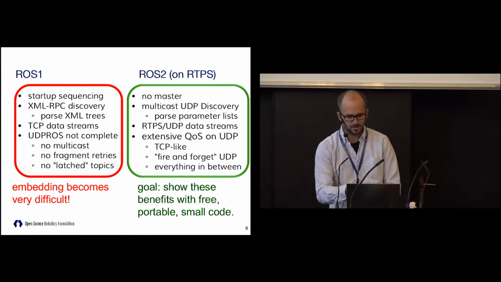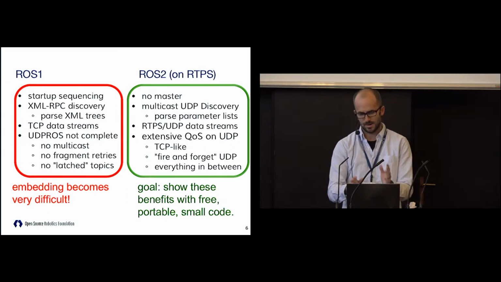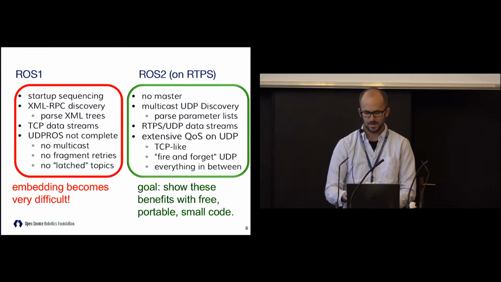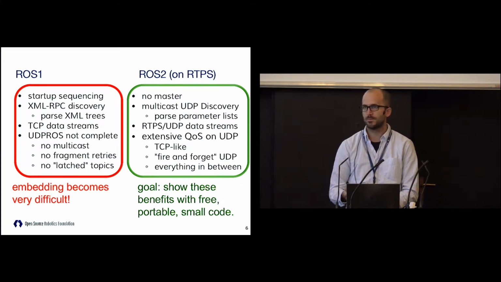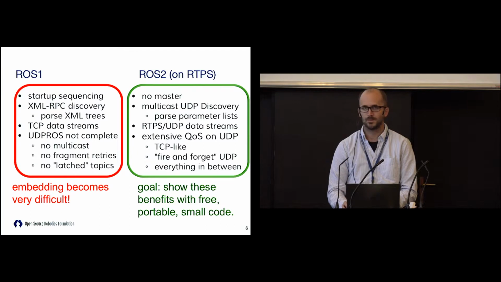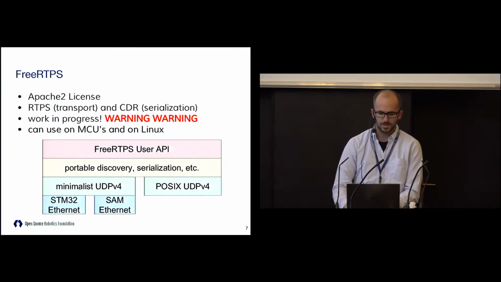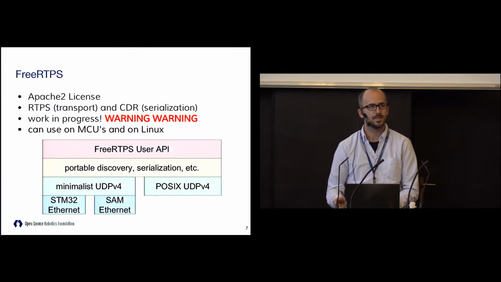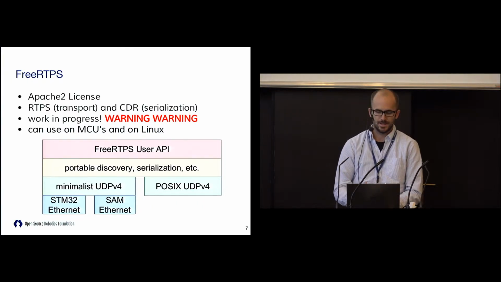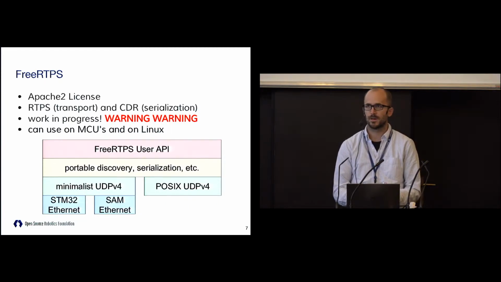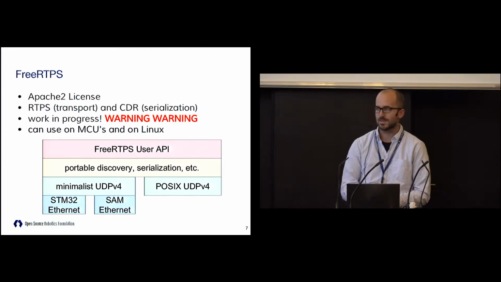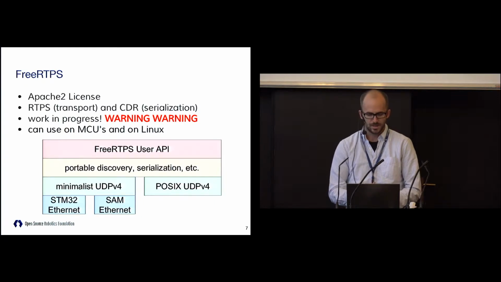So what we're trying to do is take all these great things, these are awesome, let's have them. What we're trying to show is we can get them with free, portable, small code that we can fit in the on-chip memory of microcontrollers. To that effect, we've been working for the past few months on a thing called FreeRTPS, an Apache 2 licensed implementation of the RTPS transport, the network protocol beneath DDS, as well as its serialization layer called CDR. So this is a work in progress.